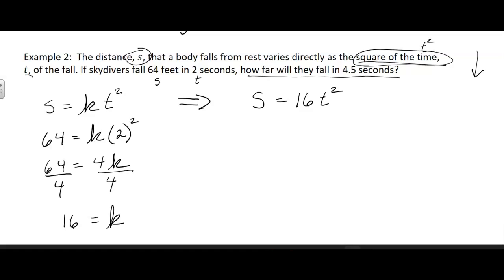How far will the skydiver fall in 4.5 seconds? So s, that's the distance, that's what we're trying to find. 16, and the time is what they give us here, 4.5 squared. Okay, so we have to use the order of operations. You can put this directly into your calculator. 16 times 4.5, but you have to square it. And my calculator knows the order of operations. I'm getting 324. And what was that in feet? I'm assuming feet.